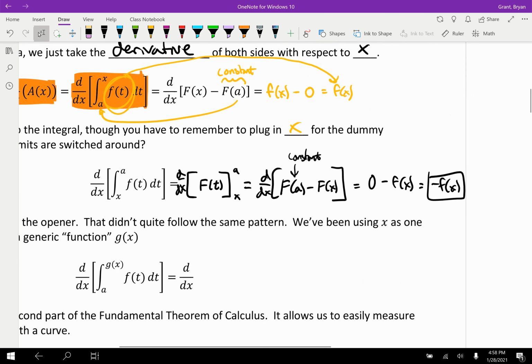All right, so if we're going from a constant to the variable x, the function that shows you how fast the area is changing is lowercase f of x, the function inside. If you switch the order, then it just becomes negative f of x.